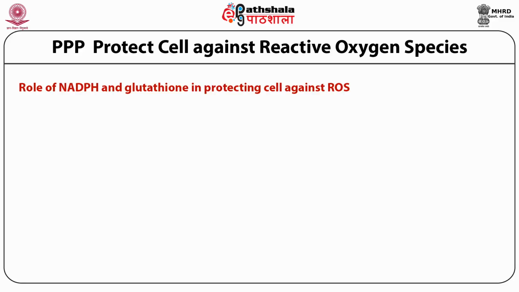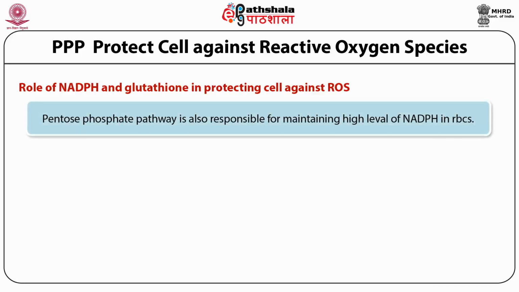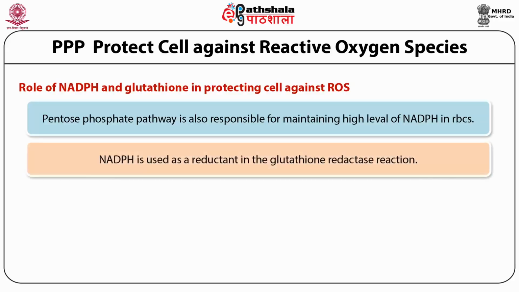RBCs lack mitochondria and thus lack the enzymes of the citric acid cycle. Therefore, glucose is metabolized exclusively by the glycolytic pathway, that is 90%, and the pentose phosphate pathway, that is 10%. The pentose phosphate pathway is also responsible for maintaining a high level of NADPH in red blood cells, which is used as a reductant in the glutathione reductase reaction.